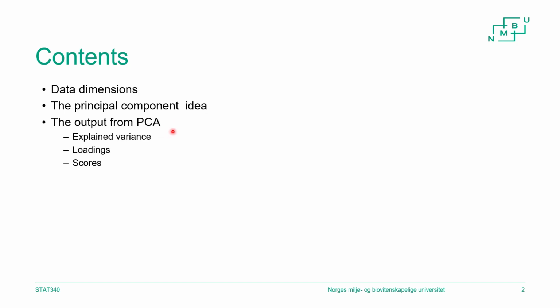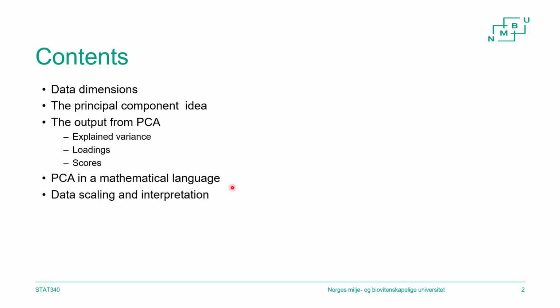We will do some PCA and then look at the output we get: the explained variance, the loadings, and the scores. These are the things we typically plot. We make figures, plots of this. Then a small look into the mathematics behind PCA, very little though, but it's nice to have seen a little bit of it to understand some of the details. We also have to say a few words about scaling or standardization of data, because that may have a huge impact on the outcome of a PCA.